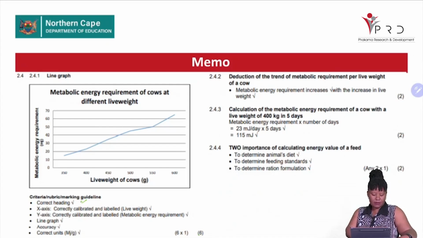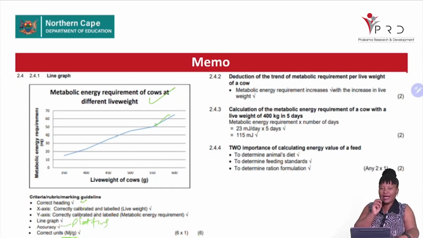The x-axis must be labeled and calibrated, and the y-axis must be labeled and calibrated with the metabolic energy requirement. Is it the correct type of graph? Is it accurate? In accuracy, we are looking at plotting, and then the correct units as you are given. So how do we mark? It's a correct mark for the heading. It's a correct mark. It is well calibrated.